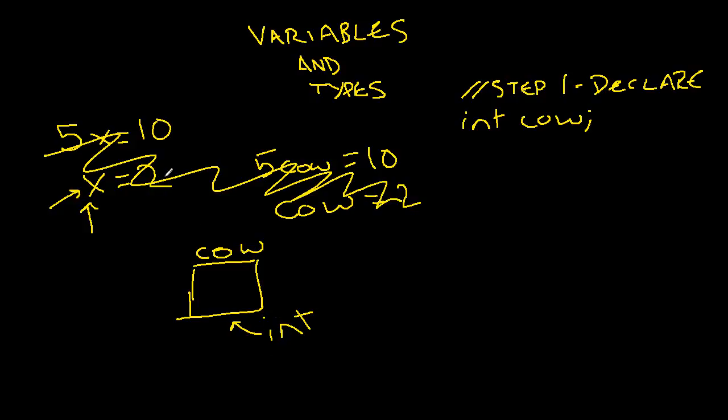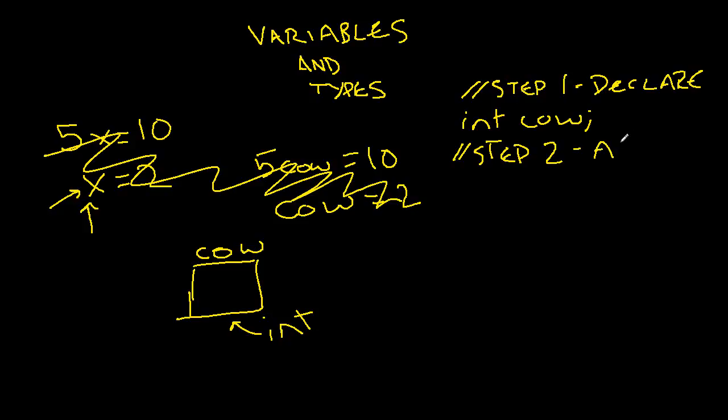So 2 is an integer. Any number that's a whole number is an integer, right? Now, right now, there's nothing in this box, and that could cause us problems if we try to use cow, because there will be an empty box. And that can cause problems for us later, but for now, we're just going to go straight into step 2 so that we don't have problems.